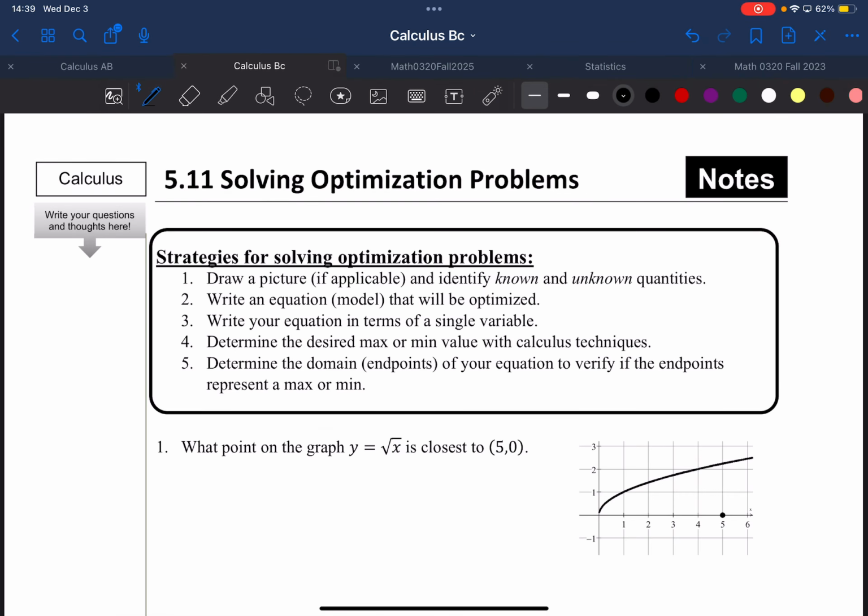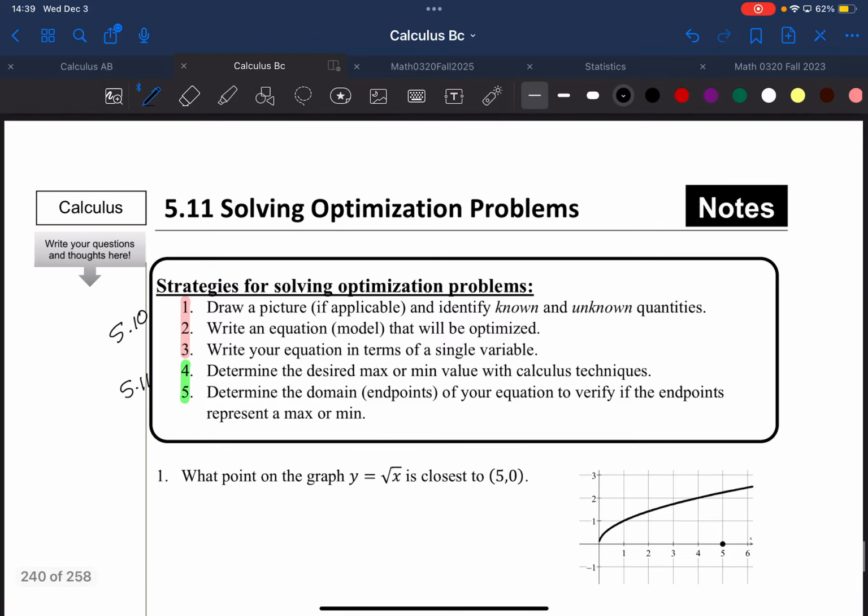Okay, so this is 5.11 notes, solving optimization problems. In 5.10, we talked about the 5 strategies on how to solve these problems. In actuality, these first 3 are 5.10. That's us setting up the problem in 5.10. Now we're going to look at those same problems in 5.11, but now we're going to actually solve for the maximum and minimum values depending on whatever the problem is asking us. So before we start, I'm going to go to the margin. We're going to write a couple notes.